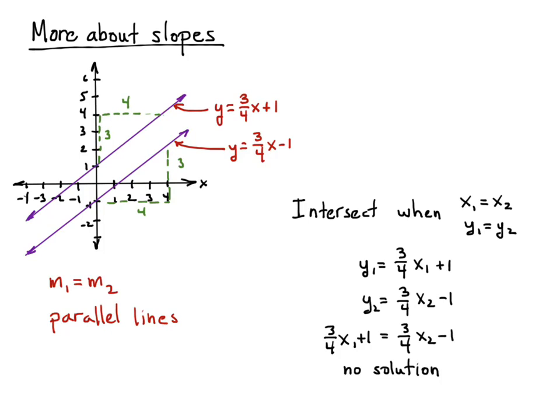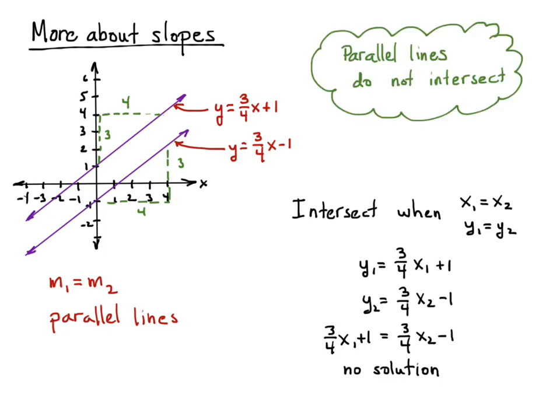And actually, when you have 3/4 x plus 1 equals 3/4 x2 minus 1, there's no solution to this, because if we have the x's equal, if we subtract 3/4 x from both sides, we get 1 equals -1, and of course there's no solution. So we know that parallel lines don't intersect, that's by definition, but from a more practical standpoint, if we try and compute the intersection of the two lines, it doesn't exist. We get no solution between these two lines.